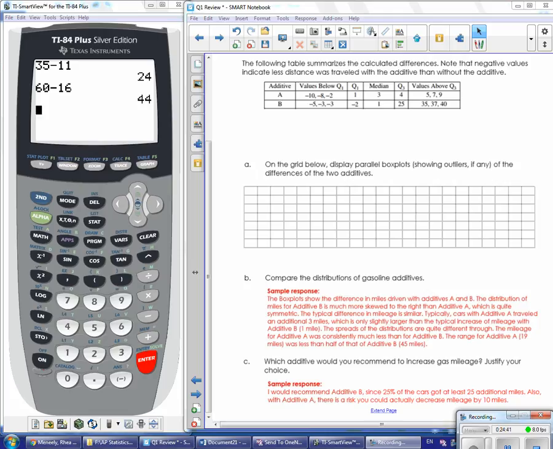And obviously answers are going to vary here, and your conclusion about which additive is better could be a little bit different than mine, but you just need to make sure that your justification is reasonable.